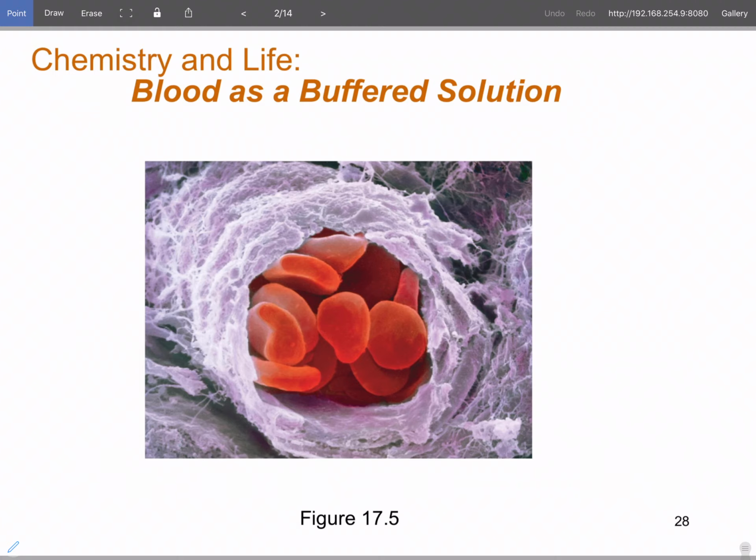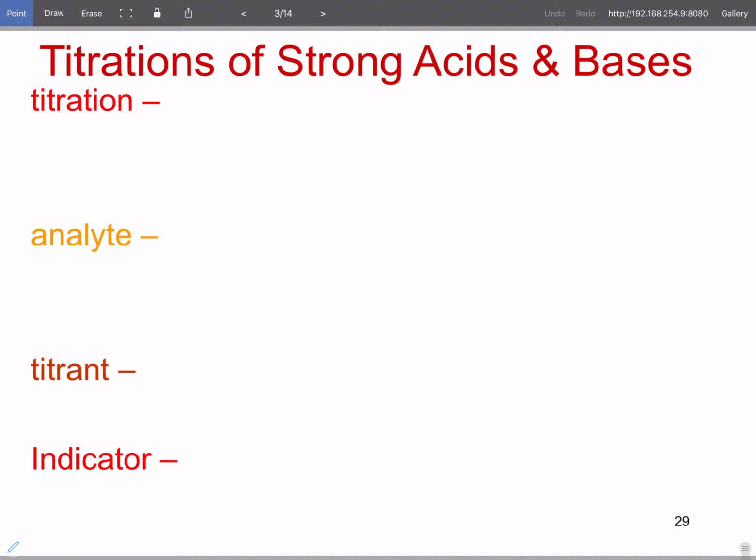And again, as you read through the book, go ahead and read through the chemistry and life features. They're not going to appear on the test as bonus points, I don't think, because of the way this is working. But they're interesting to look at. So, first thing we're going to do is talk about titrations.